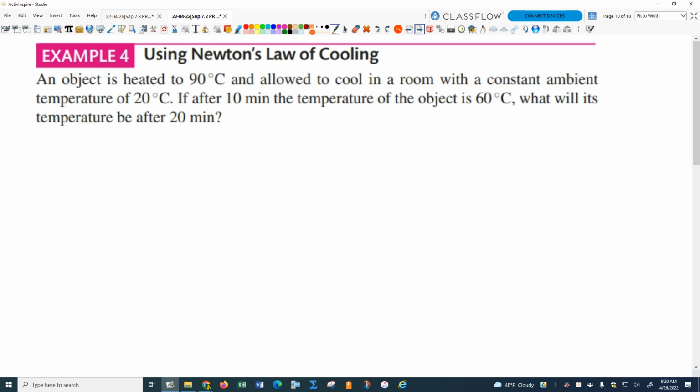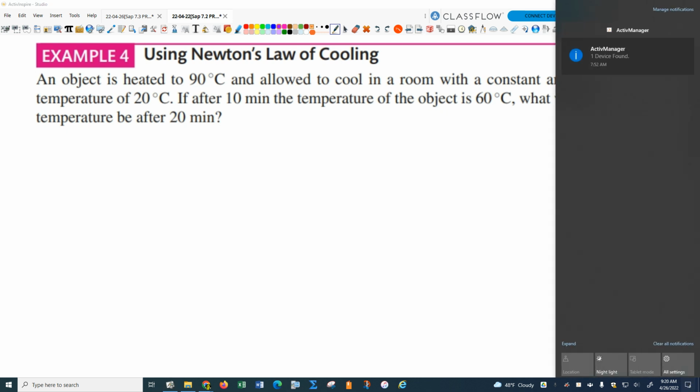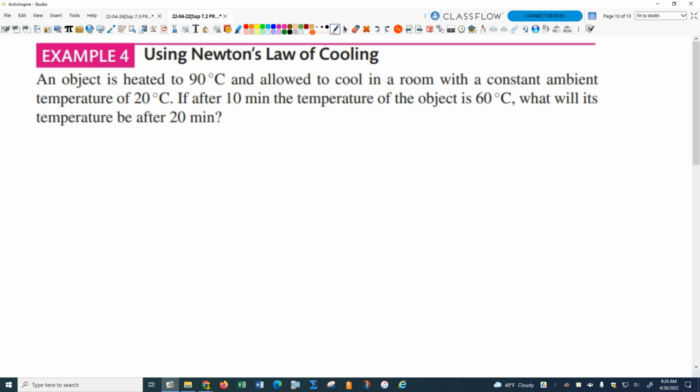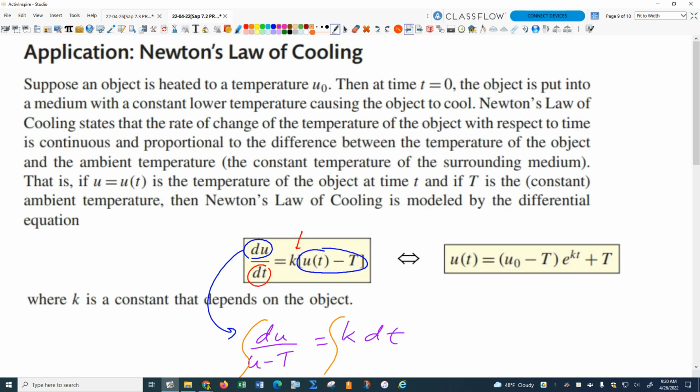So let's look at one quick example. If an object is heated to 90 degrees and allowed to cool in a room with a constant ambient temperature of 20, if after 10 minutes the temperature of the object is 60 degrees, what will its temperature be after 20 minutes? Okay. We already solved the differential equation, so let's just steal that.